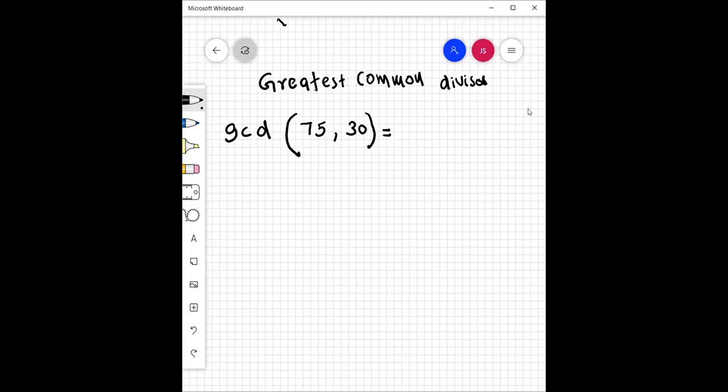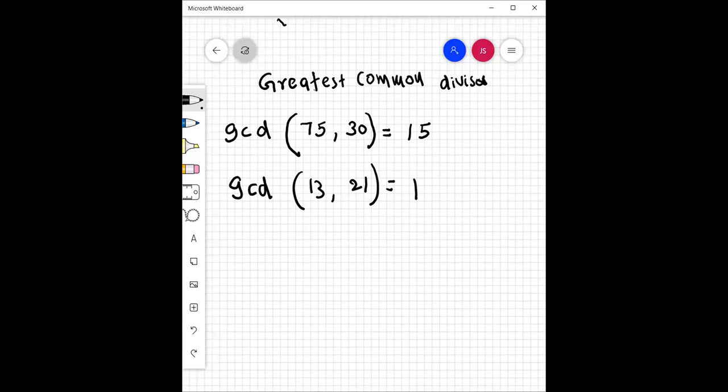I think you are familiar with this from grade 4. Yes, the answer is 15, right? Now let's try this one: GCD of 13 and 21. What is this? This one is 1. Yes, it is 1, right?